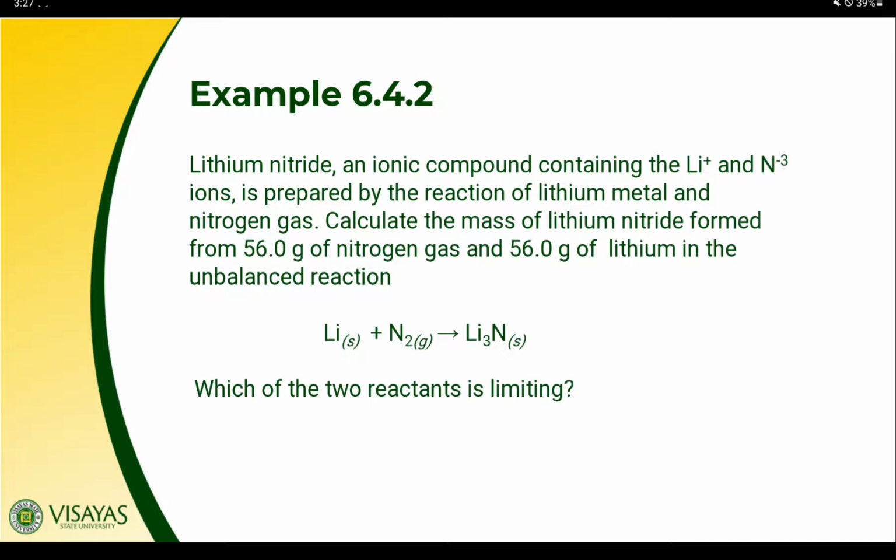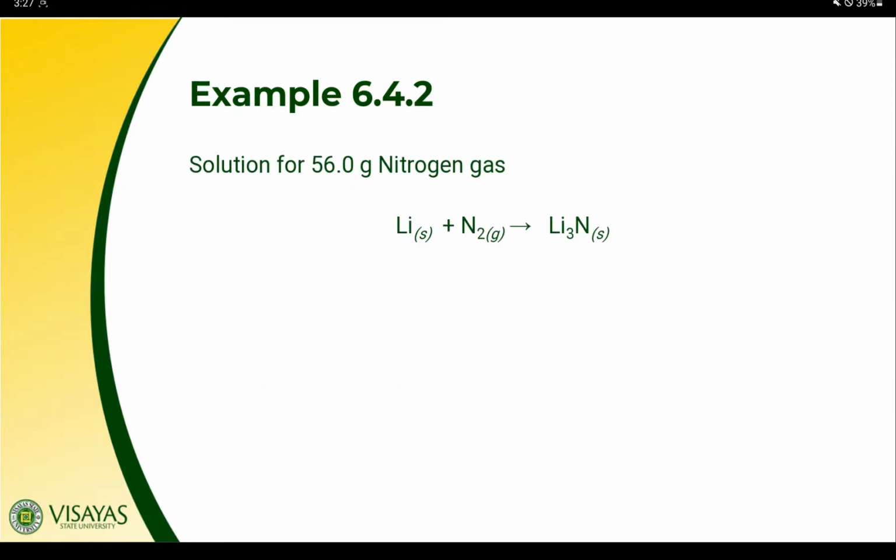Again, we have to use the balanced chemical equation. So we have to balance first the equation. So how do we balance the equation? We start with between lithium and nitrogen. Nitrogen has larger atomic number. So on the left side of the equation, we have 2 nitrogen atoms. 2 times 1 is 2. On the right side, we have 1. Okay, 1 times 1 is 1.